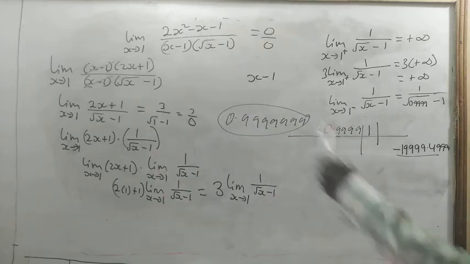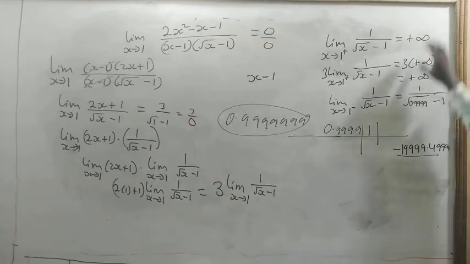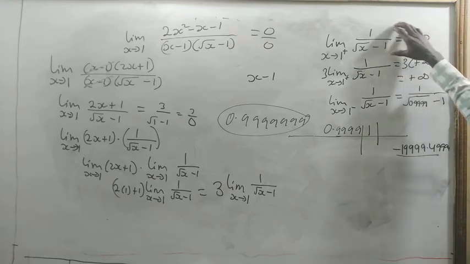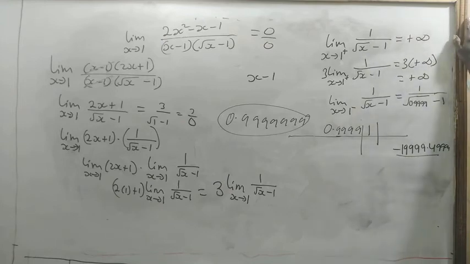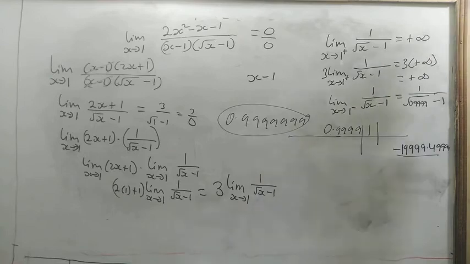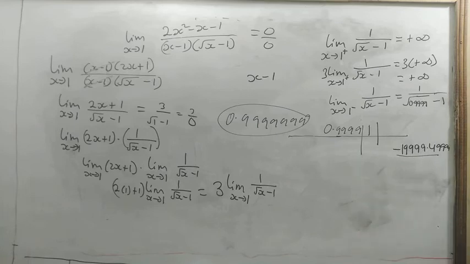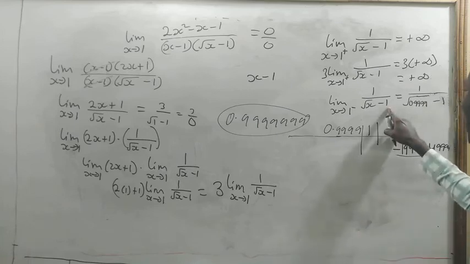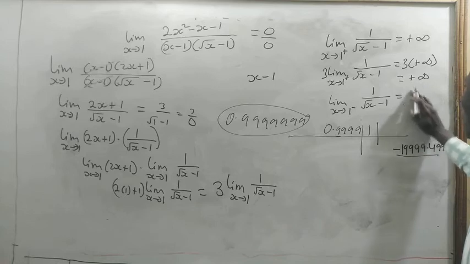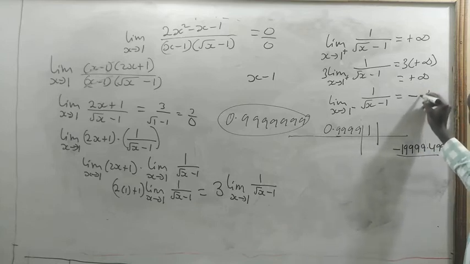That is, decreasing means it is moving to negative large. Here, the values increase without bound to positive large numbers. But here, it will decrease without bound to negative large numbers. So here, we will state that the value of the function will decrease without bound to negative infinity.